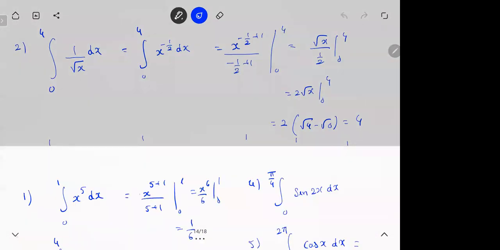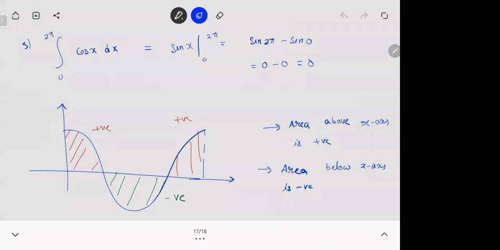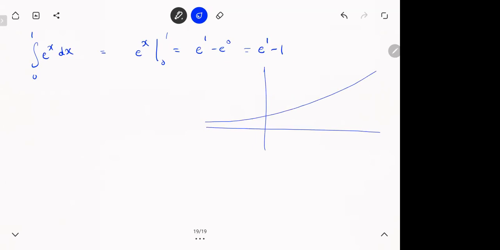What's the next one? E power 2x. Before that, let me show you this one. E power x dx. Suppose if I give like this, you know what is this? E power 1 minus e power 0. So that is e power 1 minus 1. This is the graph of e power x. And you're asking the area from 0 to 1. I'm just showing you graphs also parallelly how they look like.